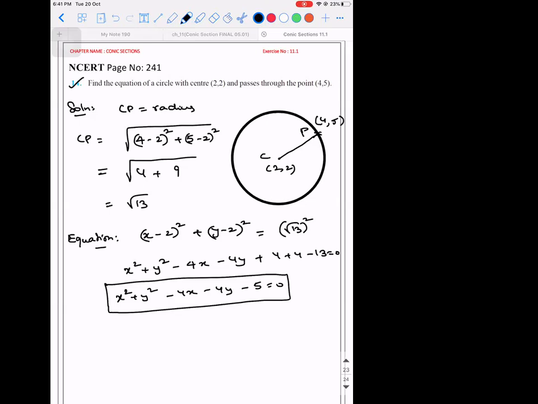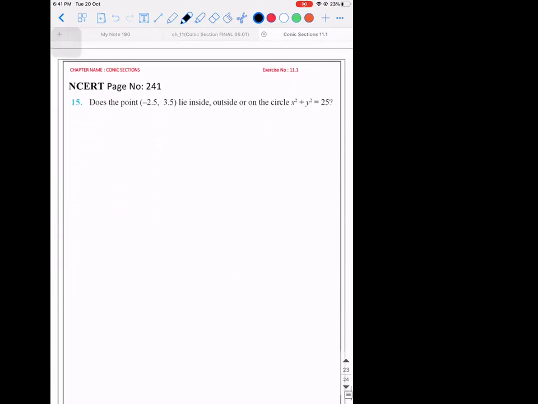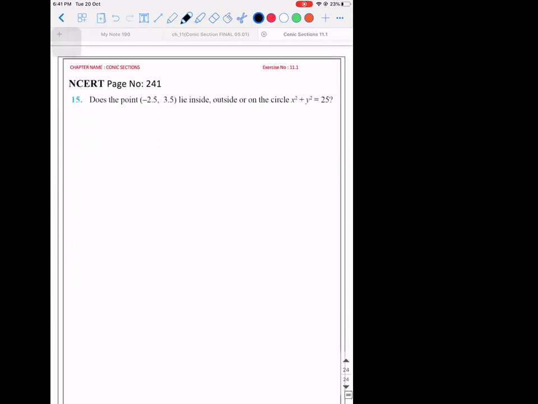Clear? Yes, sir. Next. The last question in this exercise. Does the point minus 2.5, 3.5 lie inside, outside, or on the circle? How to find it?